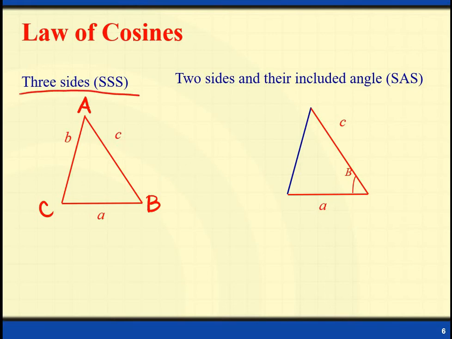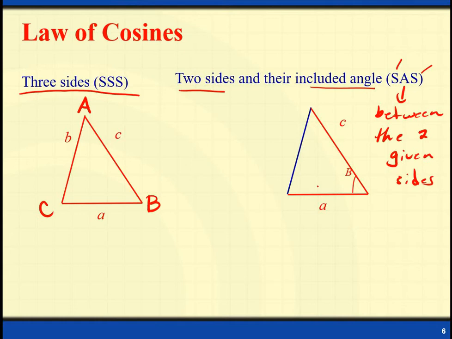You can use the law of cosines. Another one: two sides and their included angle. It's very clear. If you look at this, the side and then the side, and the angle is between the two given sides. If you look at this, that is angle C and A, and the angle is between the two given sides.